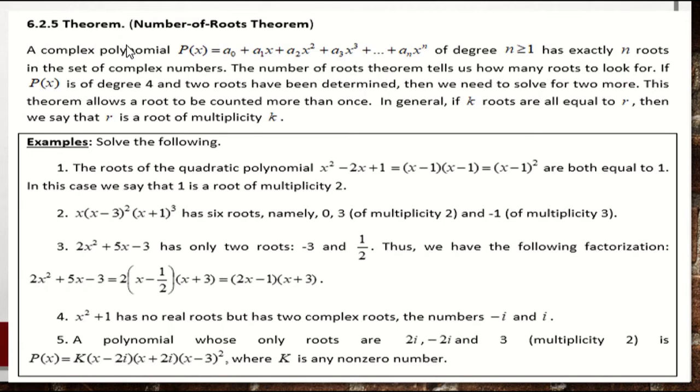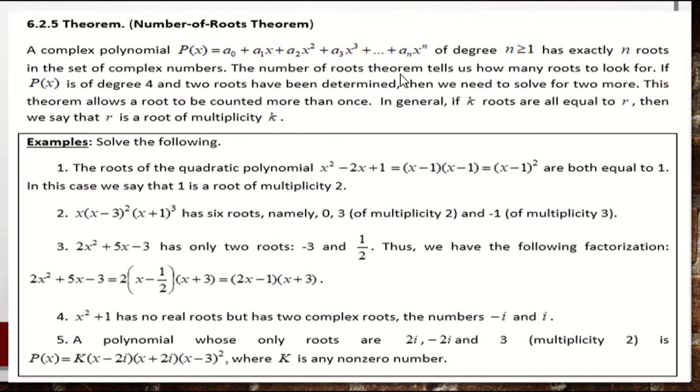Next theorem, we have number of roots theorem. A complex polynomial p of x is equal to a sub 0 plus a sub 1x plus a sub 2x squared plus a sub 3x cubed plus up to a sub n x to the power of n of degree n is greater than or equal to 1. So, dapat greater than or equal to 1 ang ato ang exponent, kay kung dili na siya polynomial kung negative atong exponents. Okay, has exactly n roots in the set of complex numbers.